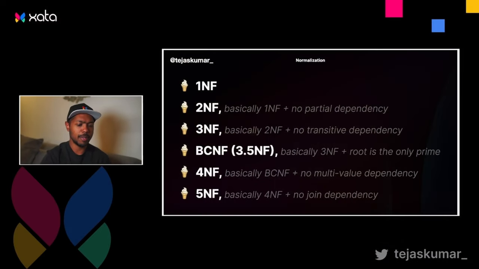And again, I probably won't do all of them for the sake of time, but just to get you rolling. BCNF is 3NF, but in a dependency, it's not primary to primary, but it's primary to always some secondary column. 4NF is BCNF, but there's no multi-value dependency. And 5NF is 4NF, but there's no join dependency.